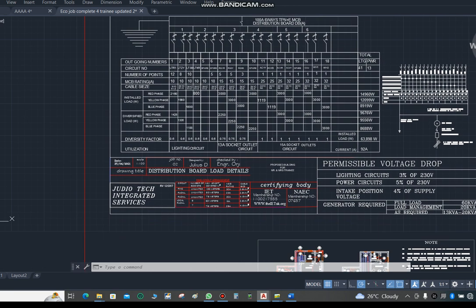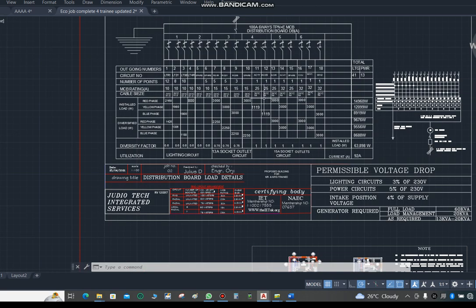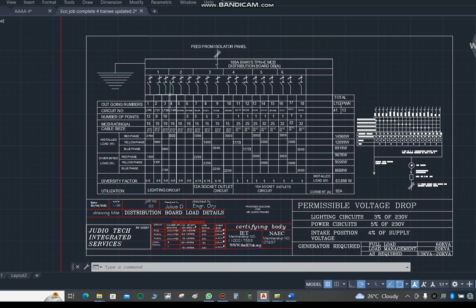So that is your load analysis as well. Okay, we also call it load analysis. So you must do your load schedule and calculate the power, right? So that is the first stage, reading of drawings.